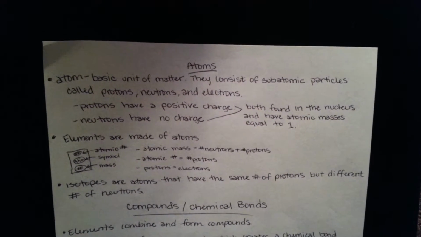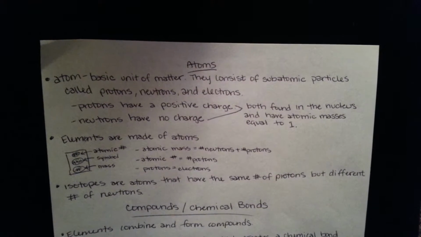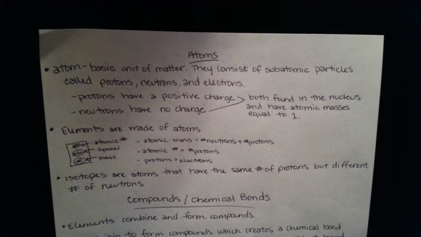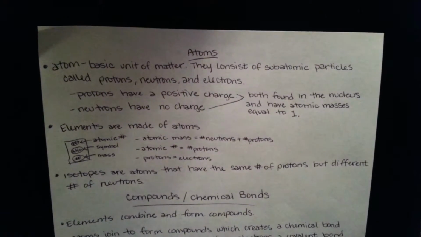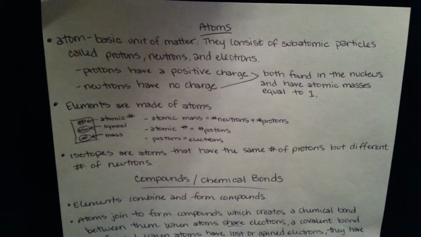They are the basic unit of matter. They consist of subatomic particles, which are called protons, neutrons, and electrons. Protons have a positive charge, neutrons have no charge. Elements are made of atoms.